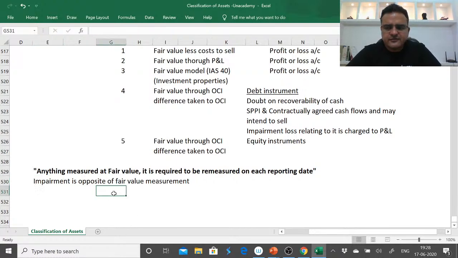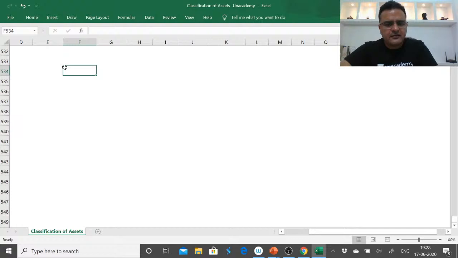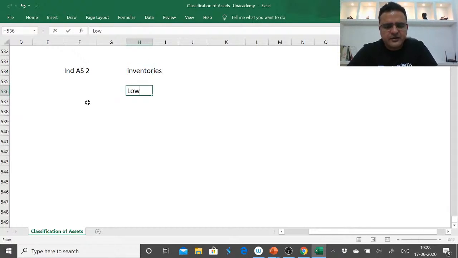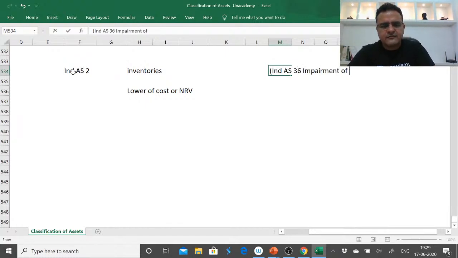Why do inventories under Ind AS 2 not require this standard? Because we measure them at lower of cost or NRV. I call it an indirect impairment mechanism: we do not need to compare the carrying amount with the recoverable amount, because there is no recovery by use of that asset. The only way is to sell it. So we are directly comparing cost with NRV. There is an indirect inbuilt impairment system available in Ind AS 2, so Ind AS 36 impairment of assets is not applicable.